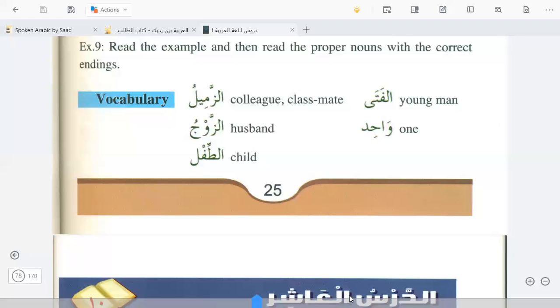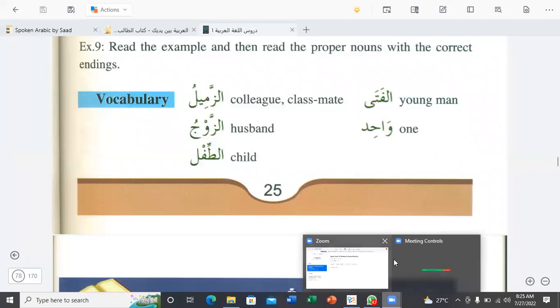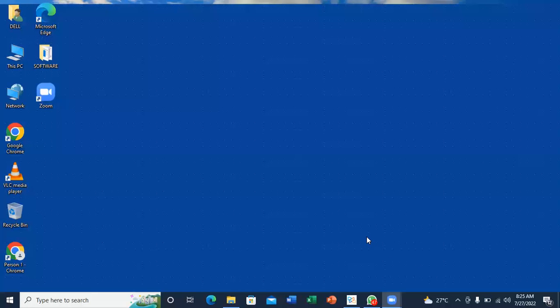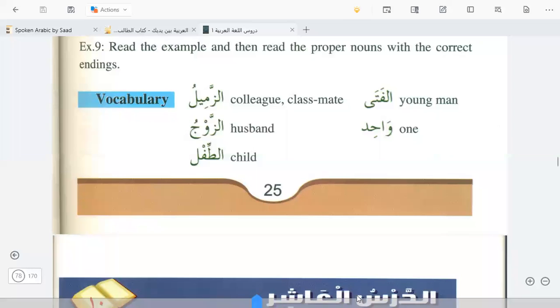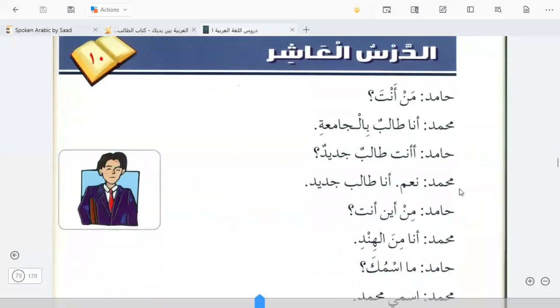Poonam, tell me the meaning of Azawj. Husband. Good, mashallah. Sabina, you tell me the meaning of At-Tifl. Child. Good. And Sonia, you tell me the meaning of Al-Fata. Young man. Good, mashallah. Very good. Okay.